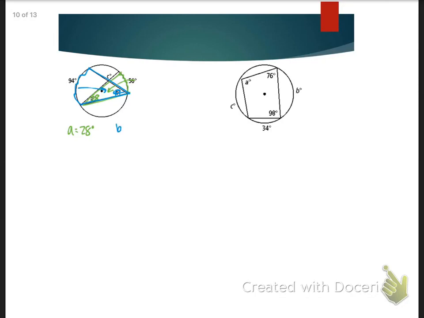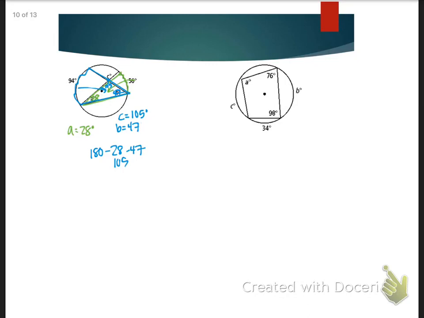Anytime I see a triangle, I either work the triangle or work the fact that it's a right angle. I know there's 180 degrees in a triangle, so I'm going to take off that 28 and that 47, and I get 105 left. So that means this little angle right here is 105, which is vertical to C. Since it's vertical, they're going to be the same degree. So C is going to be 105.